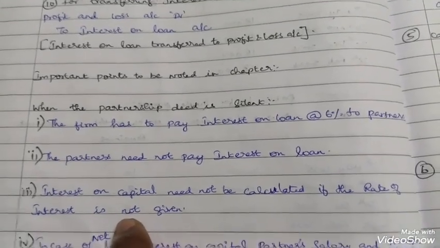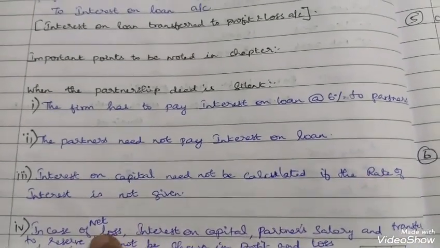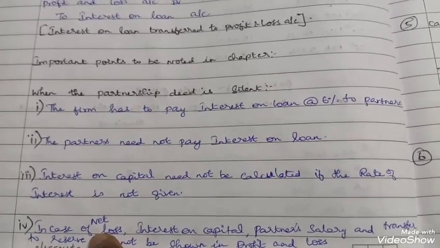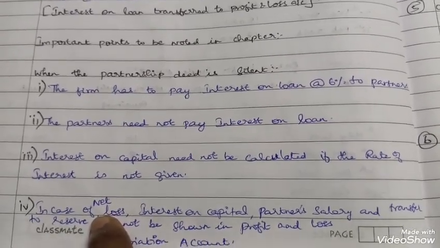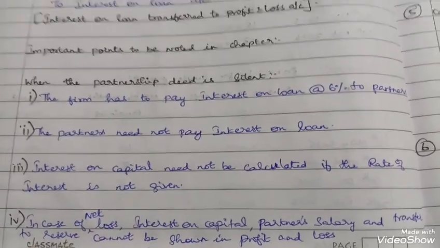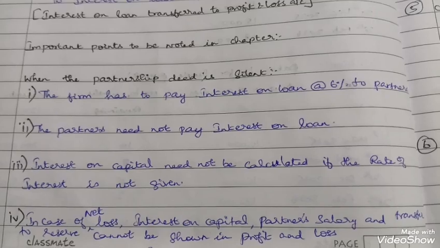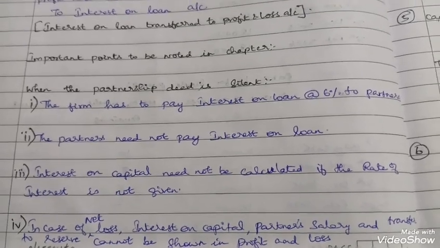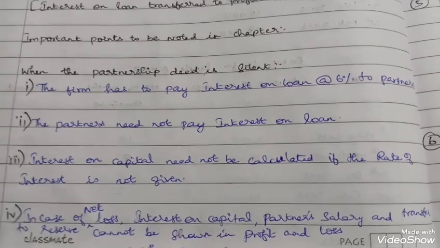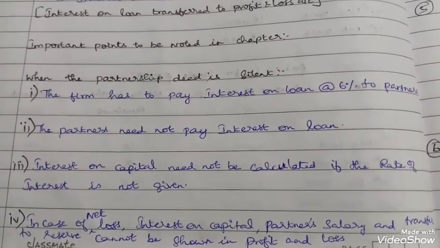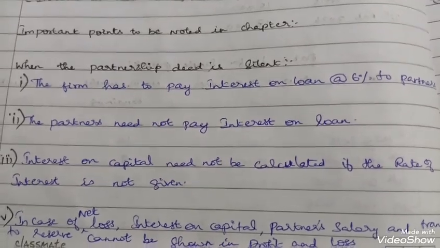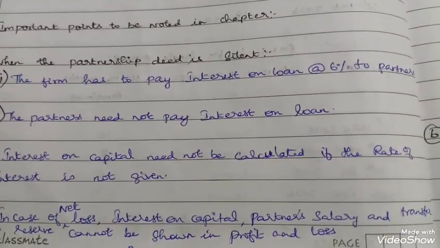Next, interest on capital need not be calculated if the rate of interest is not given in the question. And in case of net loss, I have already discussed this, but I am telling you again: while you are preparing the profit and loss appropriation account, if a net loss is given, you cannot calculate interest on capital, partner's salary and transfer to reserve cannot be shown in the profit and loss appropriation account. Only interest on drawings can be calculated, and that too, if the period is not mentioned, only for 6 months you have to calculate.